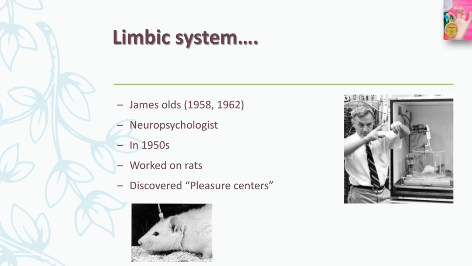In the 1950s, neuropsychologist James Olds, in 1958 and 1962, discovered that rats could be trained to perform a task such as pressing a bar in order to receive electrical stimulation to certain regions in the limbic system. And in their early work, Olds and other researchers found that rats seemed to prefer brain stimulation to food, even when the rats were extremely hungry.